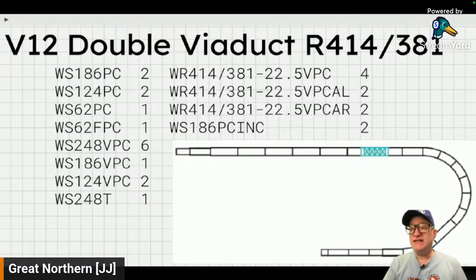Now, with that said, there have been some very creative uses of all Kato Unitrack layouts. Remember Roy Smith's layout was all Kato Unitrack. He didn't have any flex track on that, and he was able to get everything that he needed out of it.